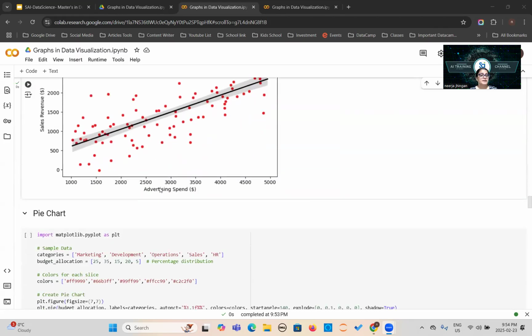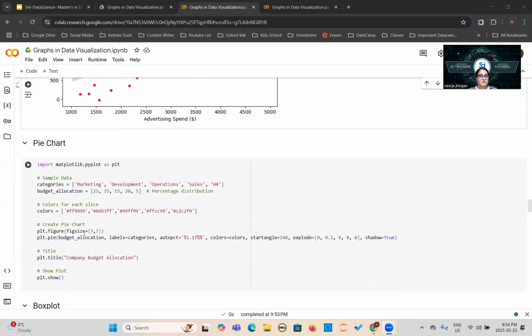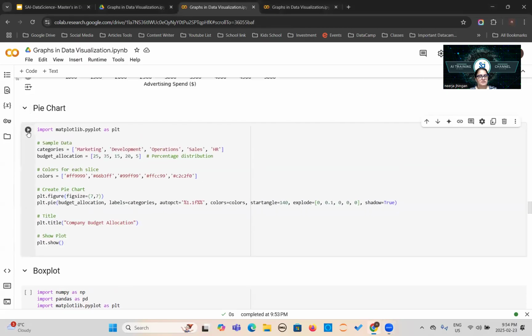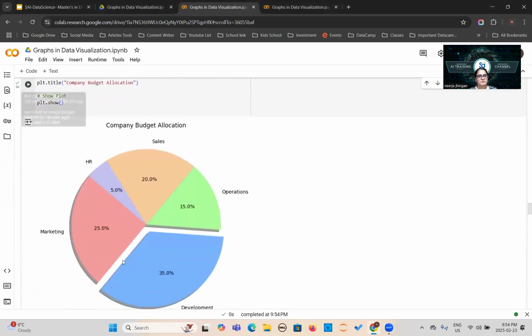Okay. And now we will move ahead with the pie chart. Here is the pie chart using matplotlib. This is the pie chart. You can use plt.pie, and you can use the same like the budgets in this. Oh, sorry, the title, and you can plot it. We will run this one. Here we go. See, you can slice out if you want to highlight any slices specifically.